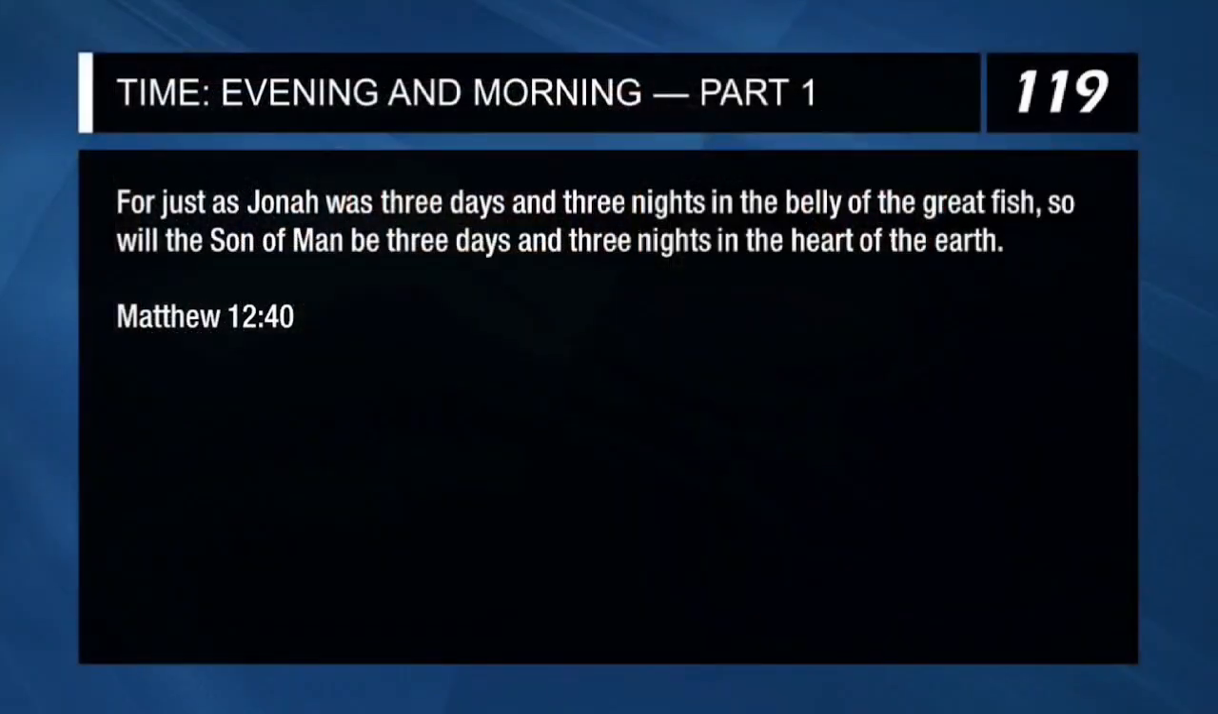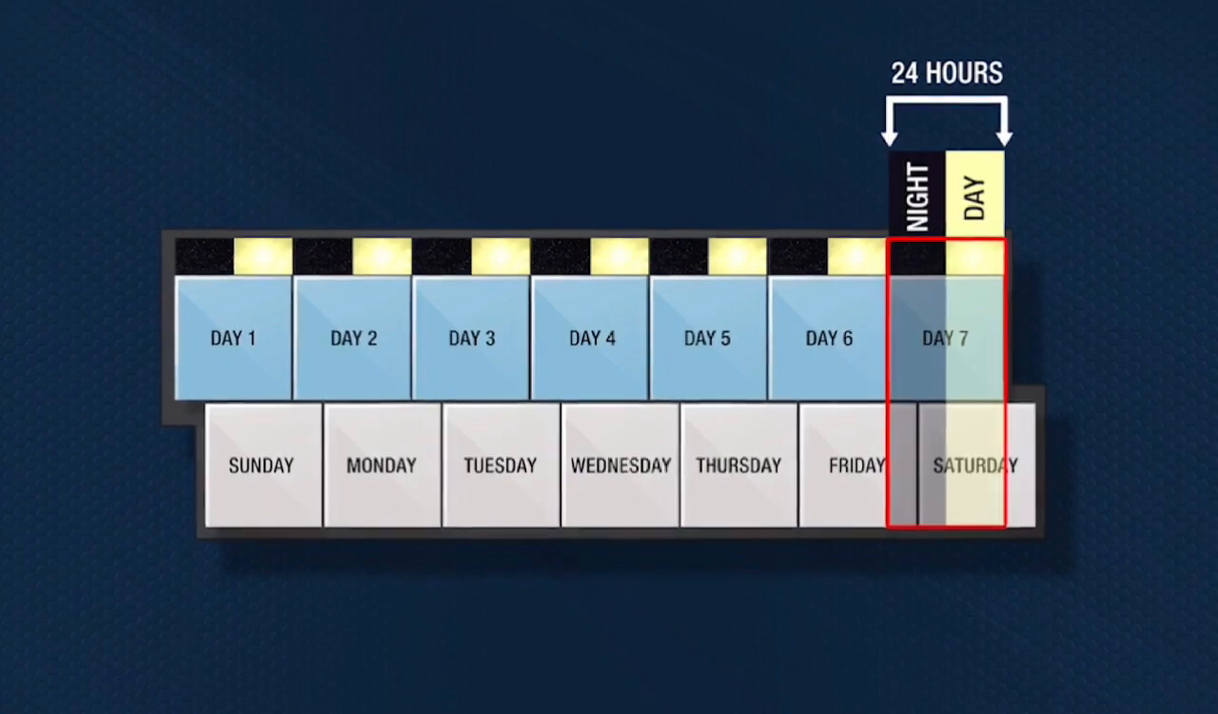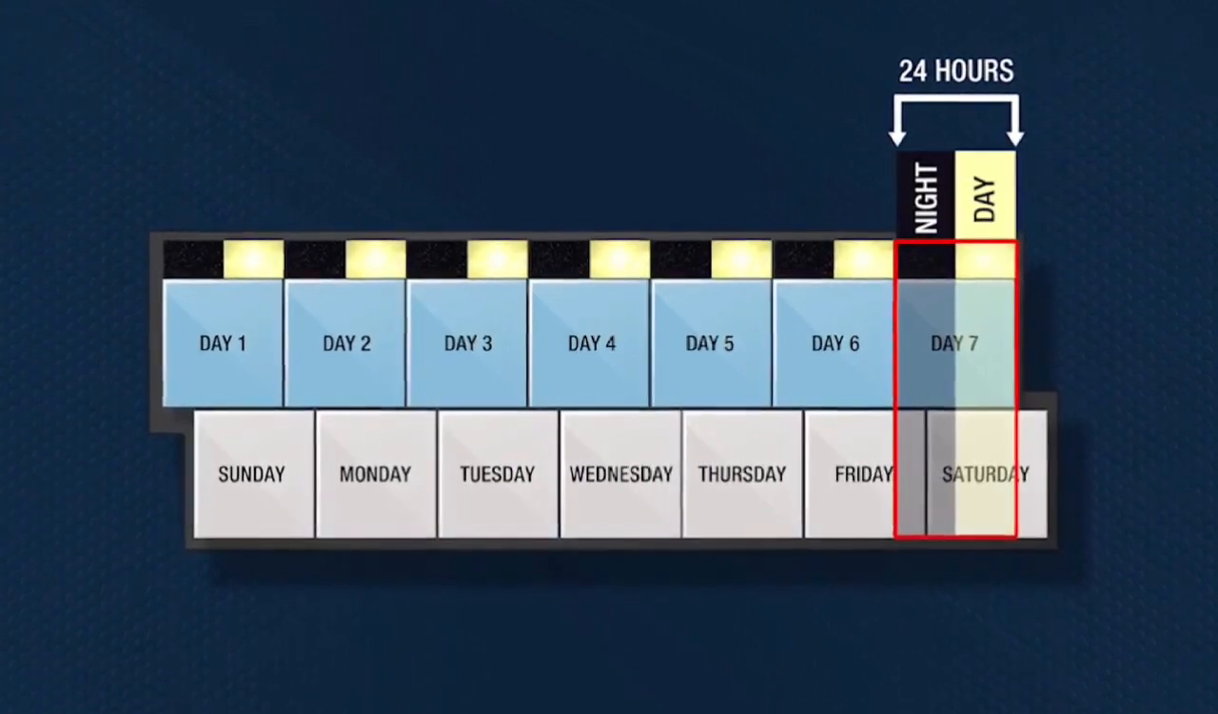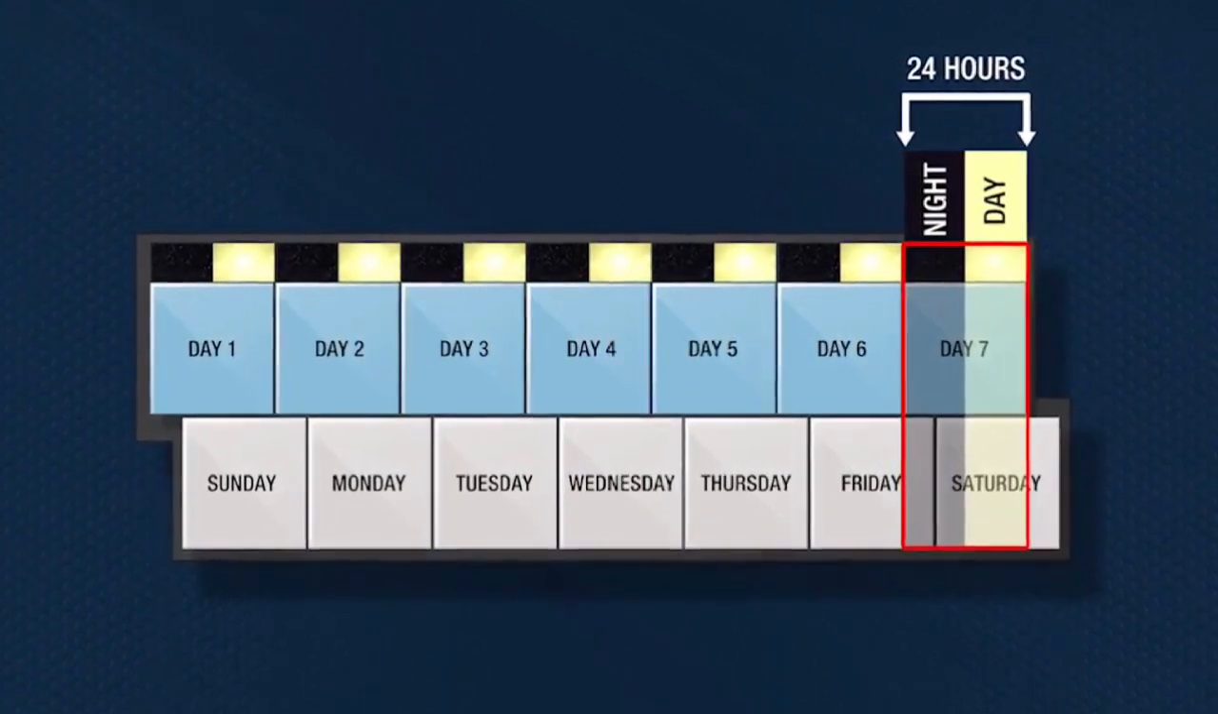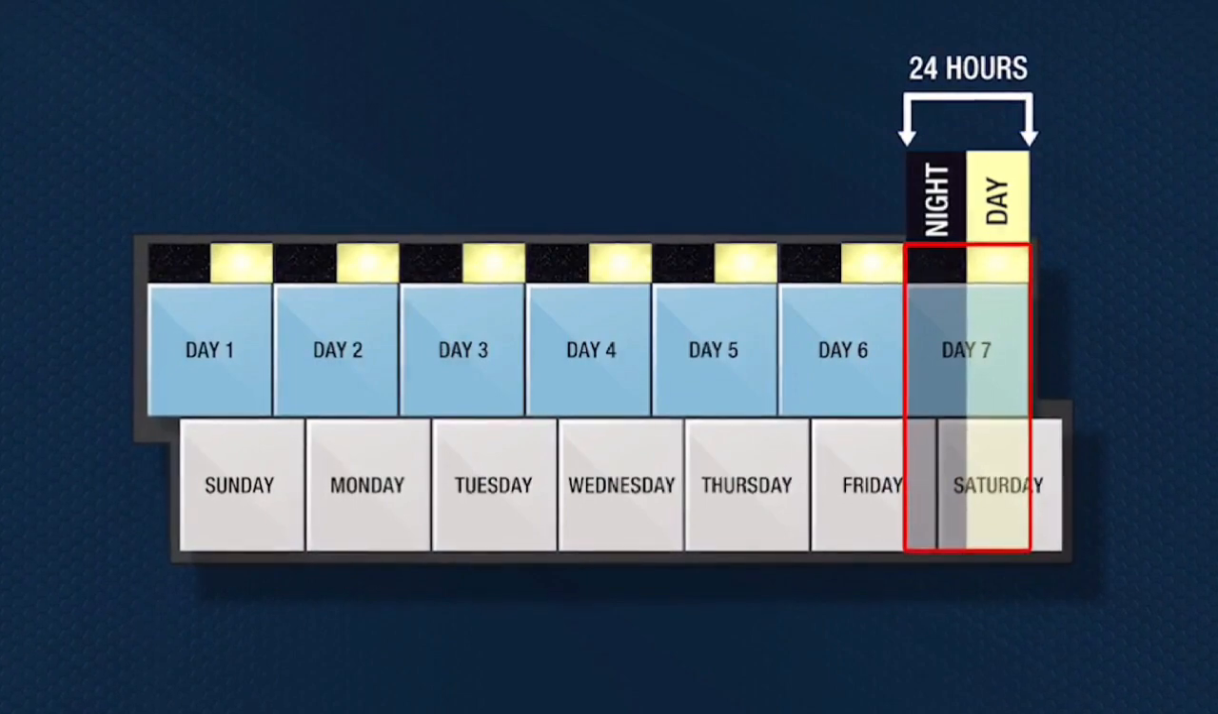Our Messiah gave us a prophecy in which he stated that he would be in the heart of the earth for 3 days and 3 nights, clearly distinguishing between day and night. Matthew chapter 12, verse 40. For just as Jonah was 3 days and 3 nights in the belly of the great fish, so will the Son of Man be 3 days and 3 nights in the heart of the earth. When day is contrasted with night in Israel, a day is about 12 hours and a night is about 12 hours. A day here is about a 12-hour period.